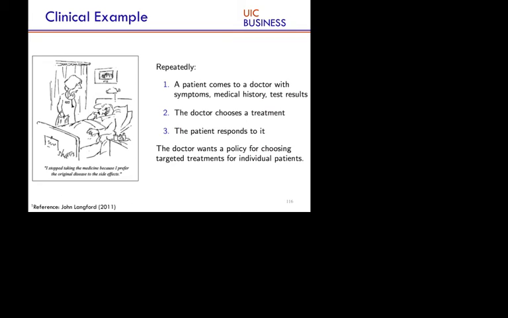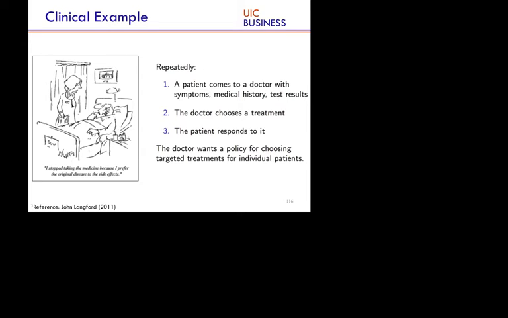Similarly, in the clinical example, the patient comes to a doctor, but they will have this whole medical history and the symptoms and so on. The doctor chooses a particular action to take, in this case a treatment, and the patient responds to it by getting better or not. So there is a context based on which you want to take an action, and you'll get a feedback signal. You are the doctor. The doctor wants a policy for choosing these targeted treatments for individual patients. So given this feature vector of symptoms or medical history, you want to say which treatment to choose.